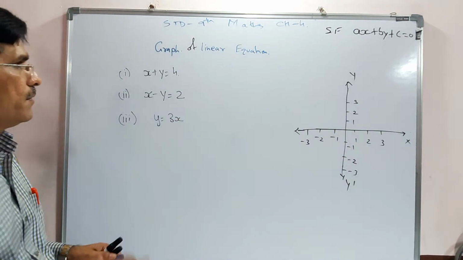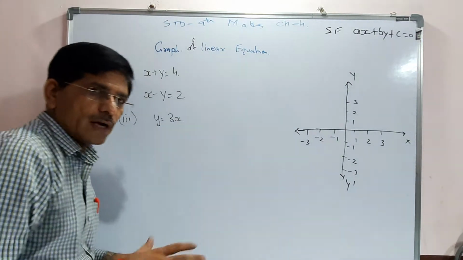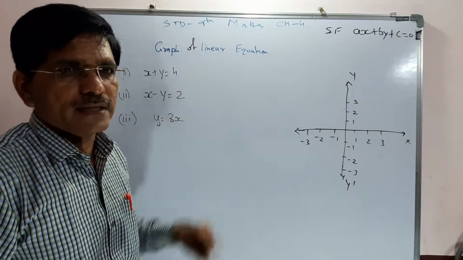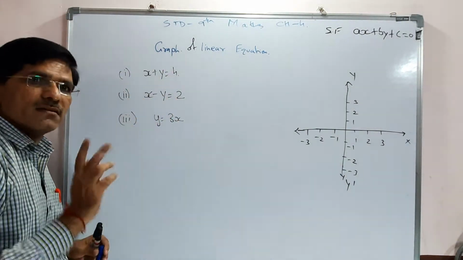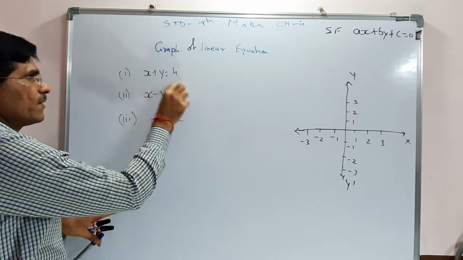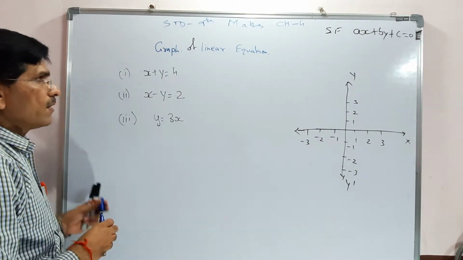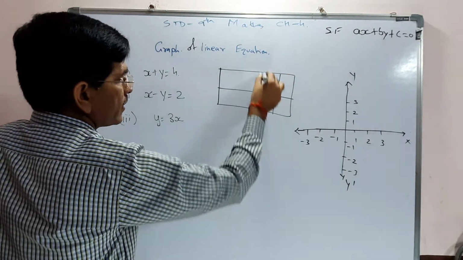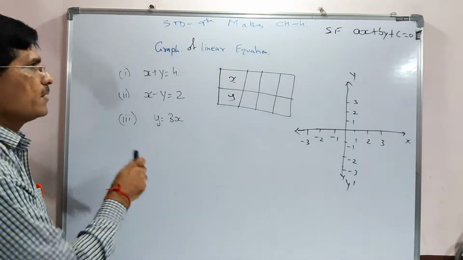Today we want to discuss what type of graph we get when a, b and c are given. The first type of graph is when all 3 values, a, b and c, are given. So the standard form of the equation is given, that is x plus y is equal to 4. We have to draw the graph of x plus y is equal to 4. First, we have to find at least 3 values and then plot them.